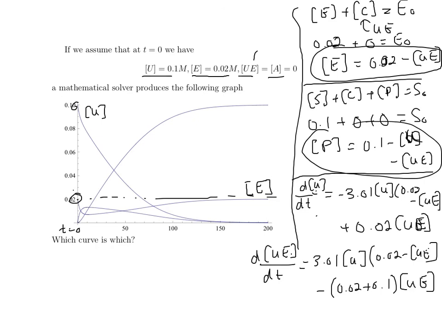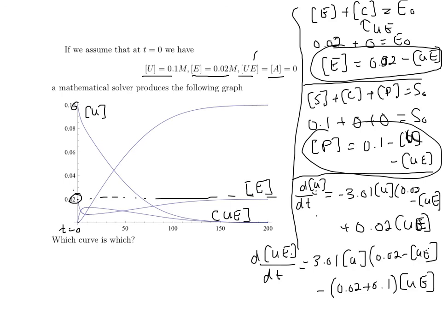And then for our other two graphs, one is going to be the complex, and that's what happens with our enzyme. It's going to go up briefly, and then once the complex breaks down into our product and our enzyme, it's going to go away. So that's our middle step of our complex. So this bottom one is UE.